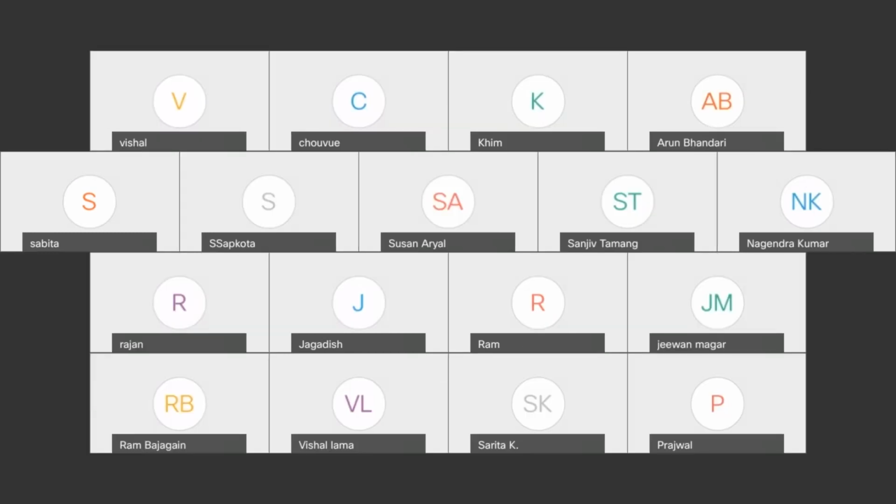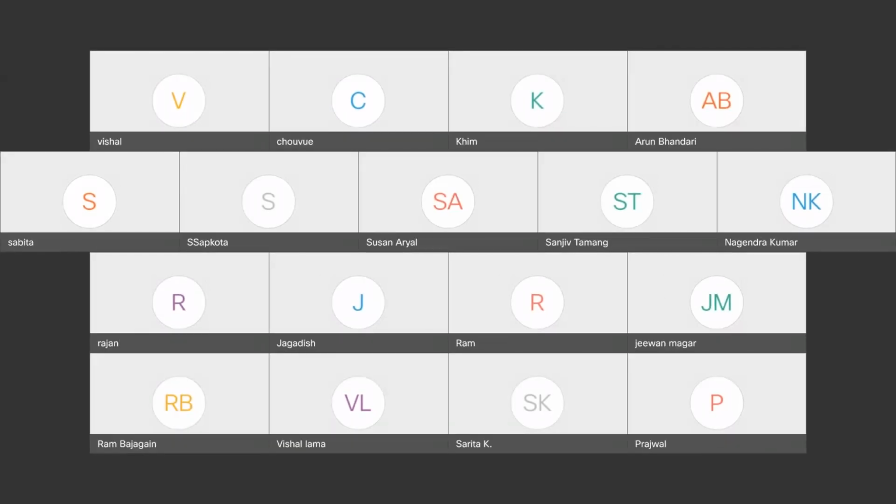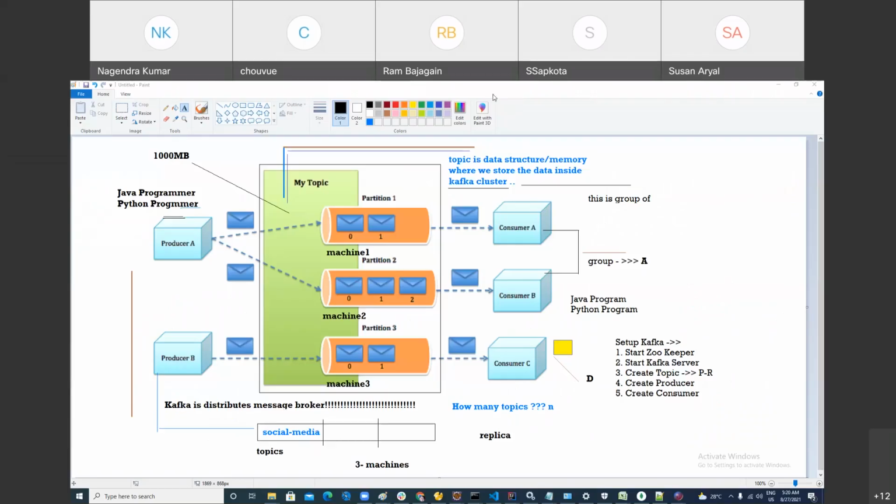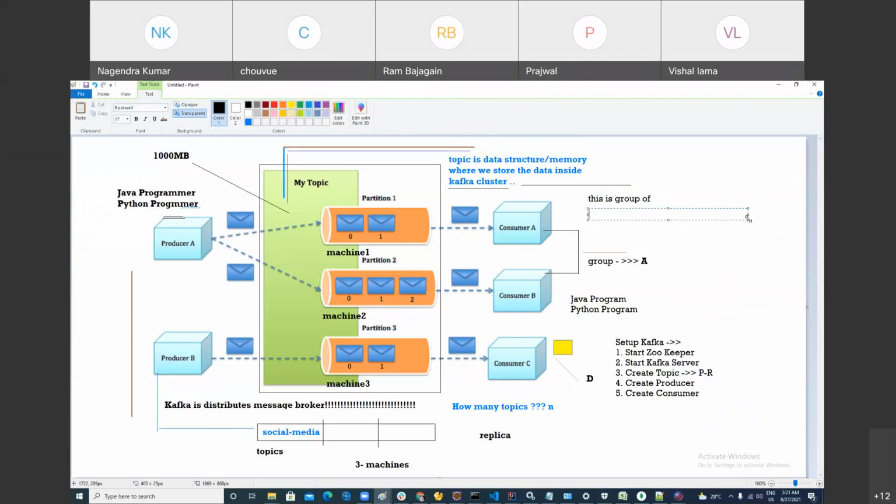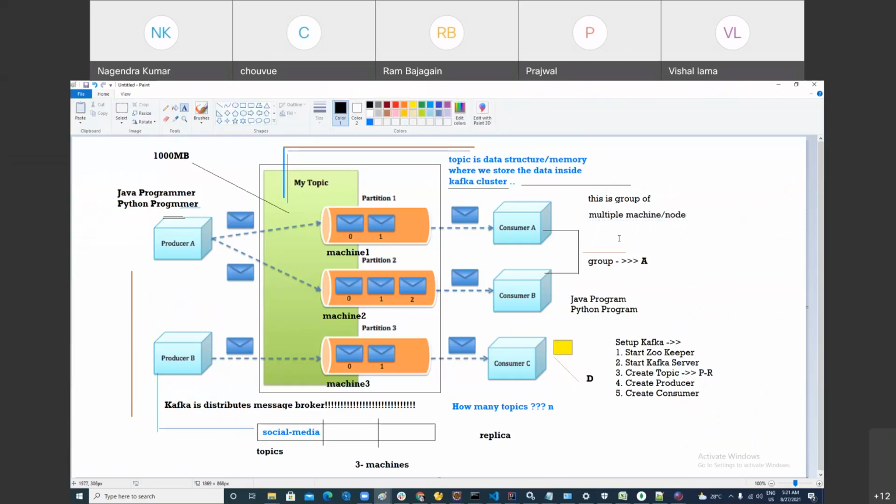So I was just talking about Kafka cluster. Who will tell me what is the Kafka cluster? Guys, can you hear me now? Yeah, we can hear you. Tell me, what is the Kafka cluster? It is a collection of machines working together. Exactly, a group of multiple machines. Machine is also known as node. That's correct. Okay. So do you know topic?